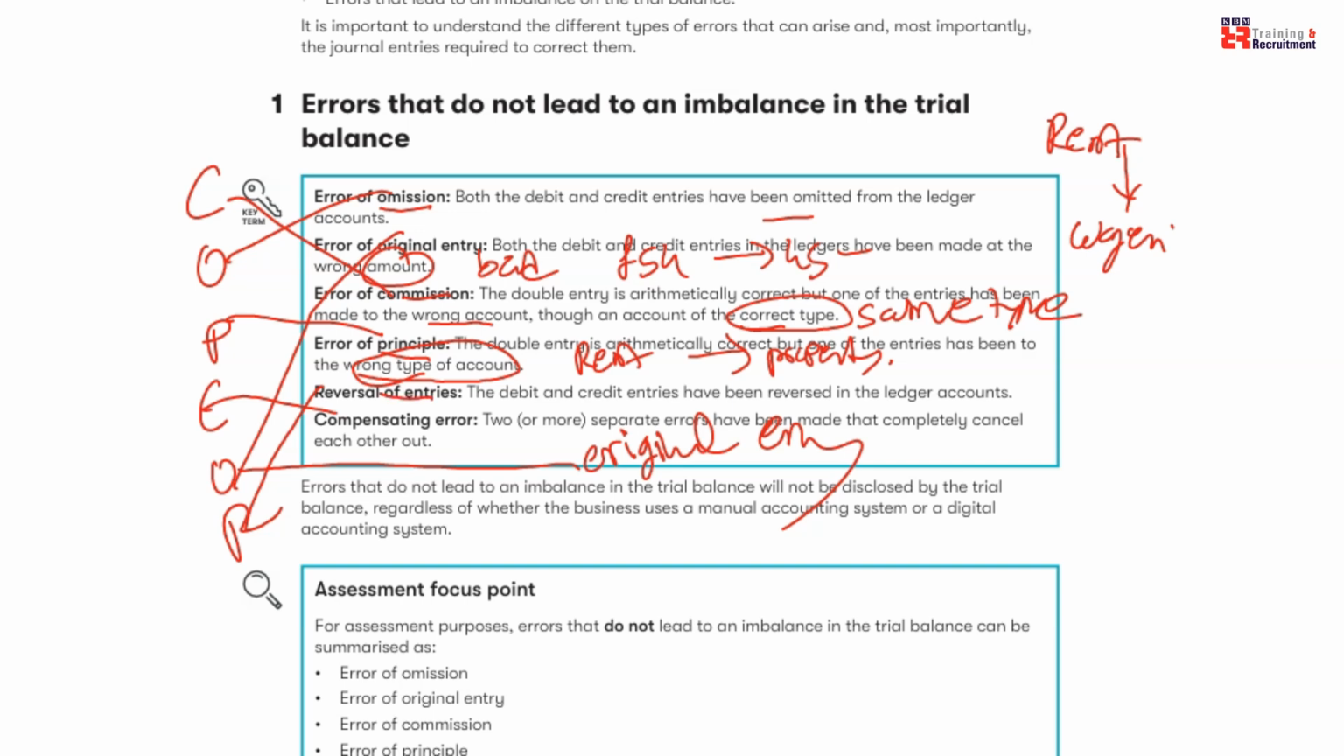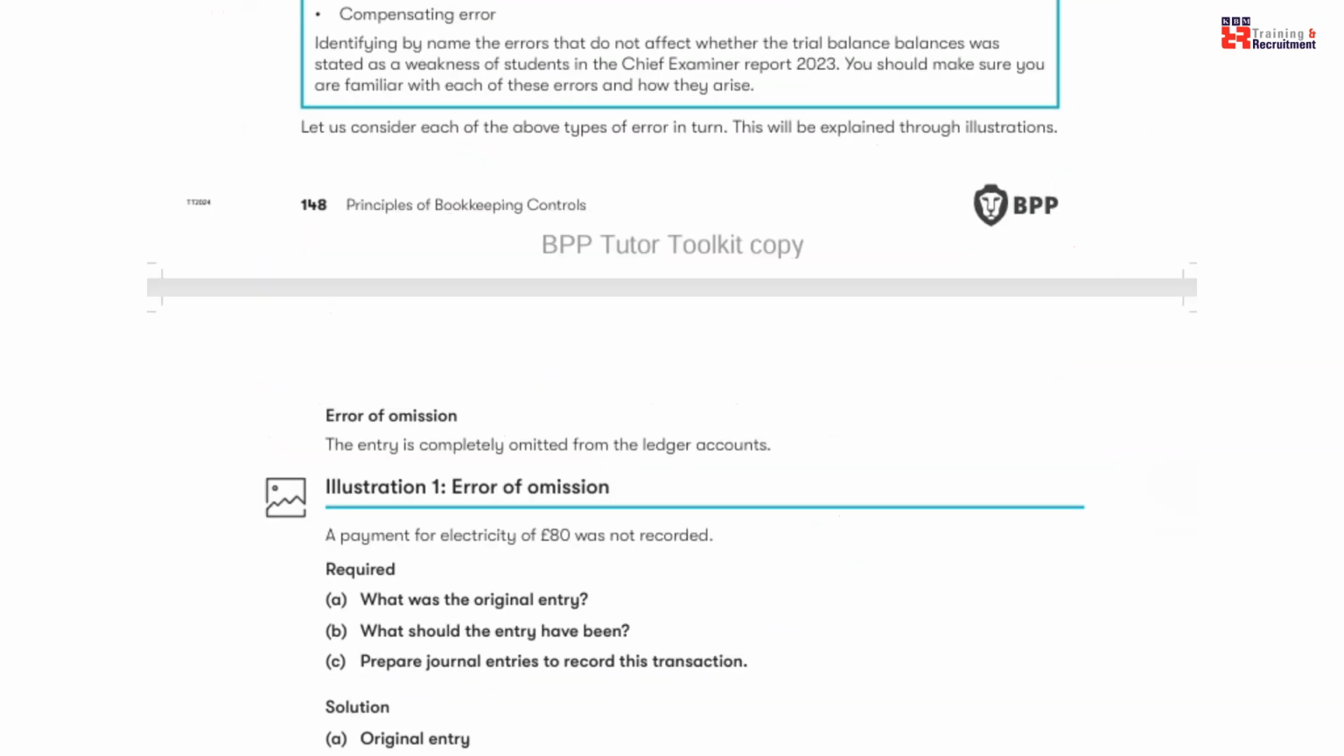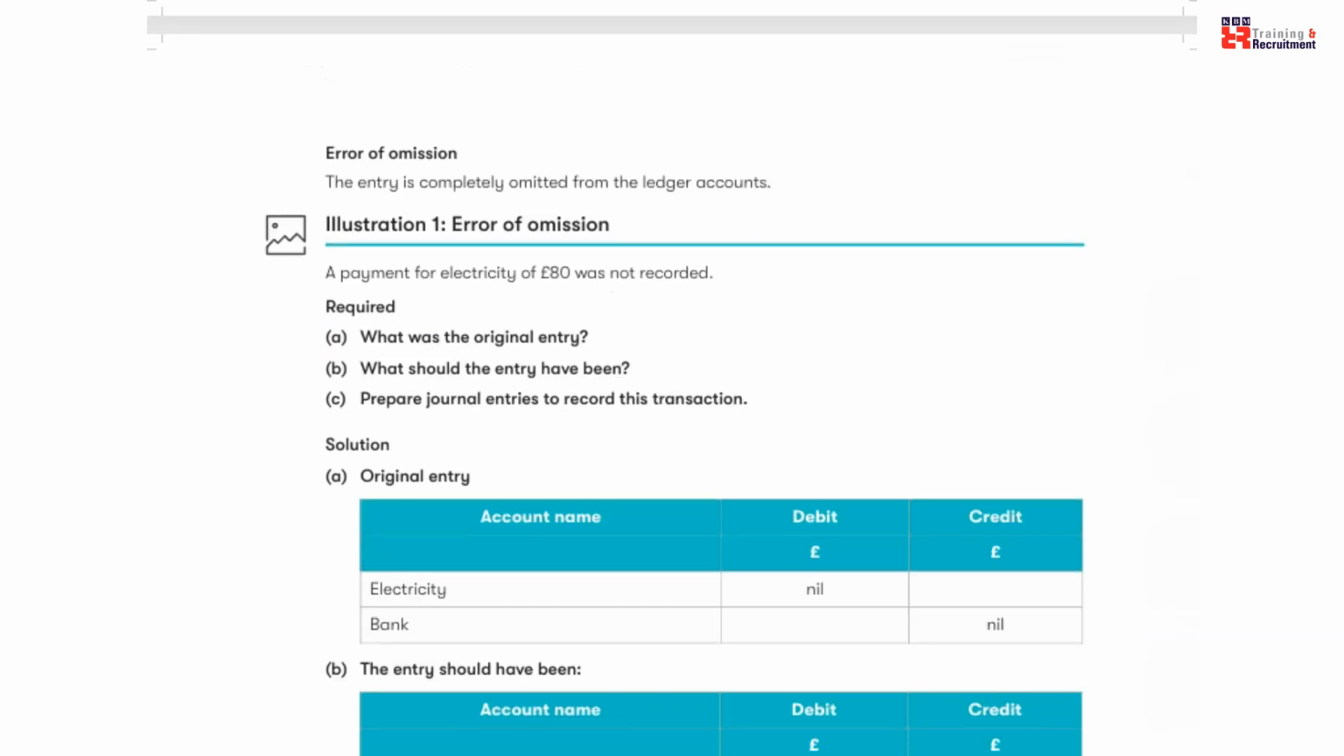For example, sales by cheque should have been sales credit, bank debit, but you did sales debit, bank credit. And compensating: when coincidentally two errors cancel each other out, such as debit shown higher by £100 and credit shown higher by £100, like sales overstated and purchases overstated with the same amount of money. These are your COPCOR errors. And remember, if COPCOR errors happen, your trial balance is still balanced, it will not cause an imbalance.